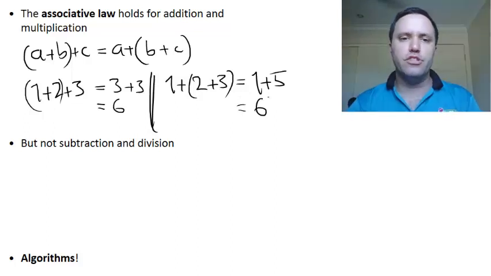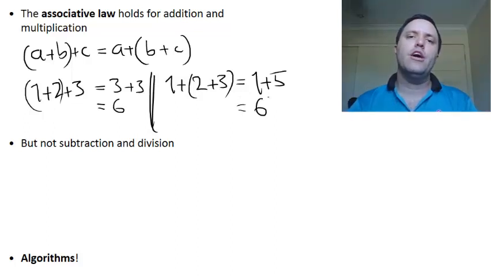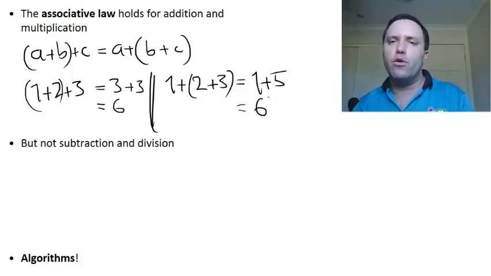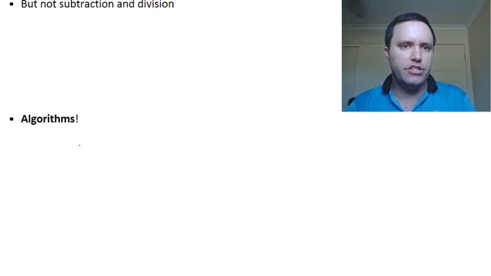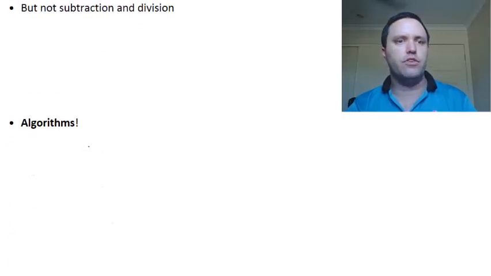Okay, so that works for multiplication as well. What the associative law means is you can just do it in any order. But subtraction and division do not hold for the associative law.